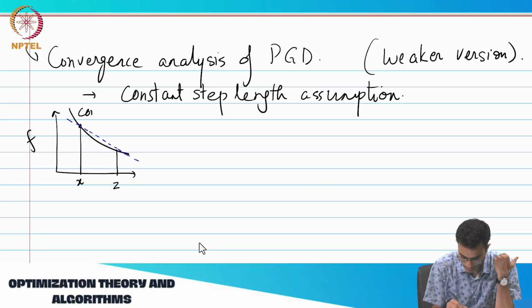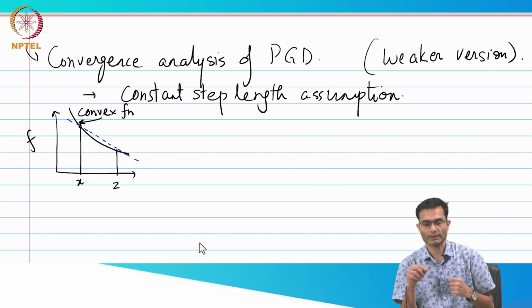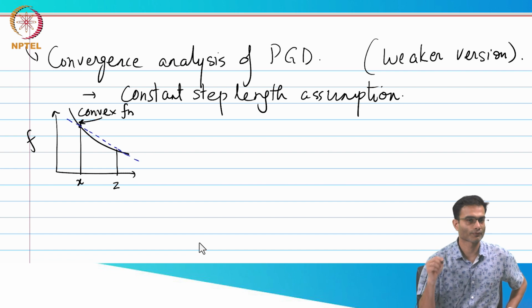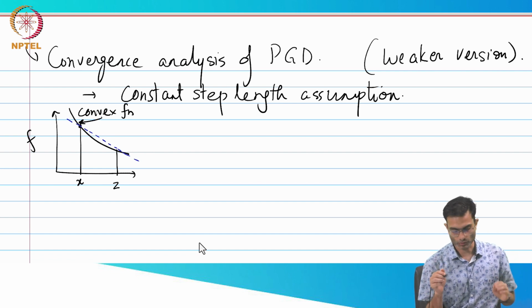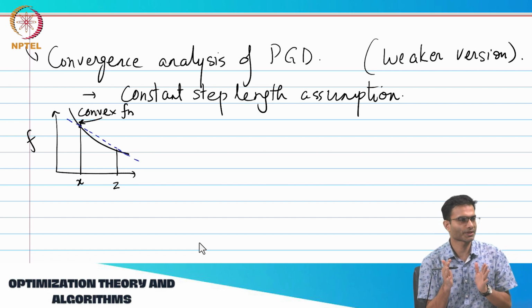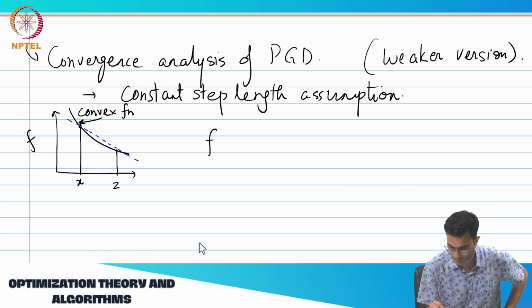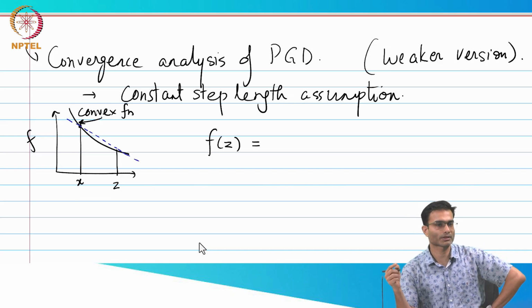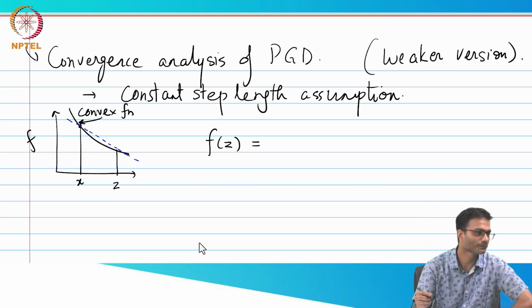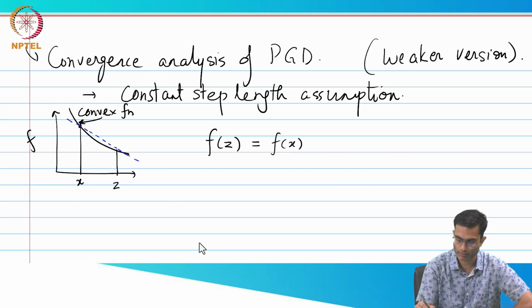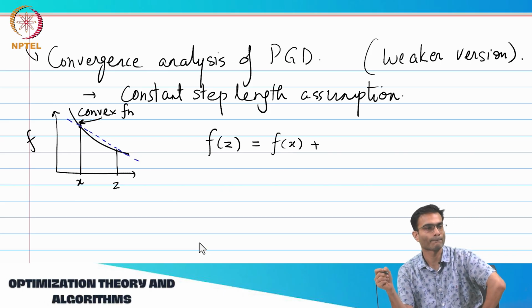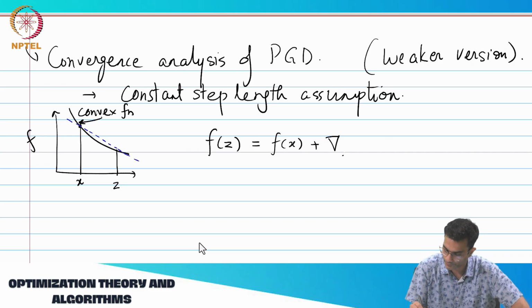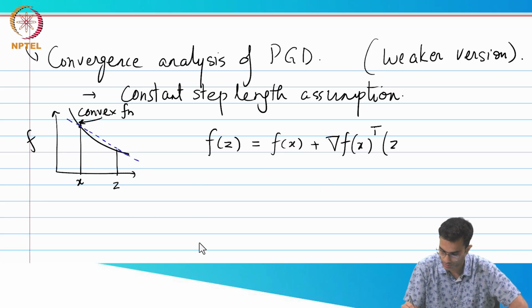So let's just say convex function. If I were to write Taylor's theorem for f, let's assume that x and z are close to each other. So I want to write f of z. By now all of you are experts in this. First order Taylor's theorem, what should I write? First term should be f of x plus, what else? Grad f at what point? Grad f of x transpose (z minus x).